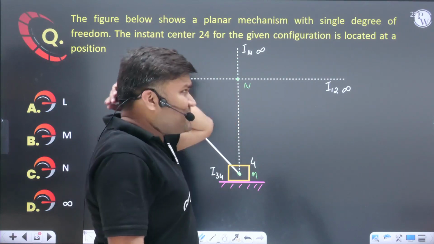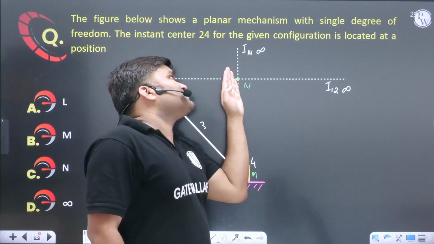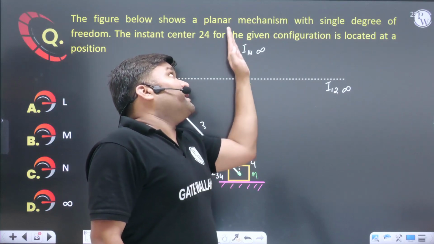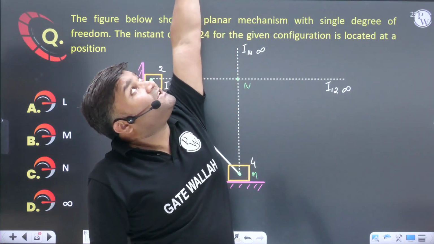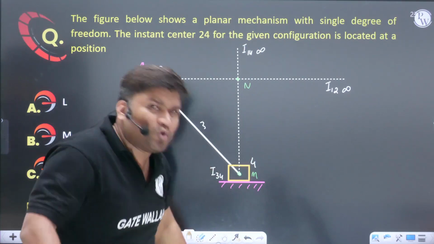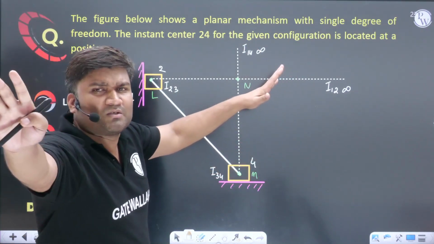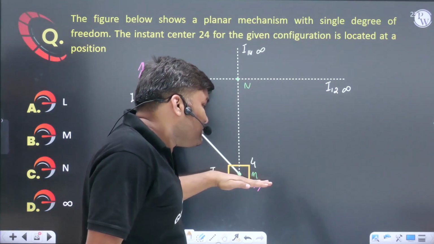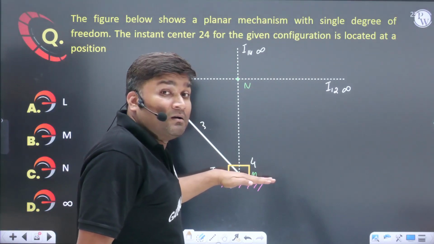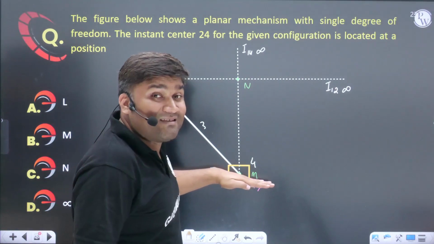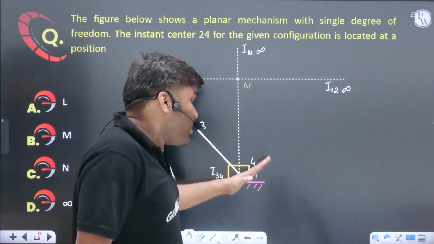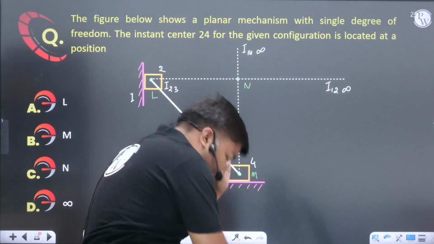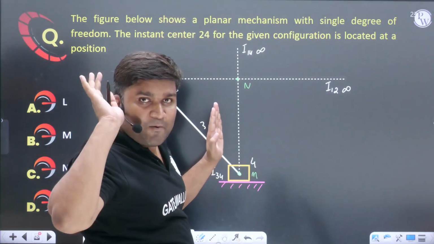Sir, somebody is saying, what if I say 14 is on this perpendicular line, but it will be upside infinity or downside infinity. Your wish. Kahin bhi bol sakte hain. Sir, it should be on a line perpendicular to the surface on which sliding is happening. So this is the surface. Draw a perpendicular line. On this perpendicular line, either this side infinity or this side infinity. Getting my point?